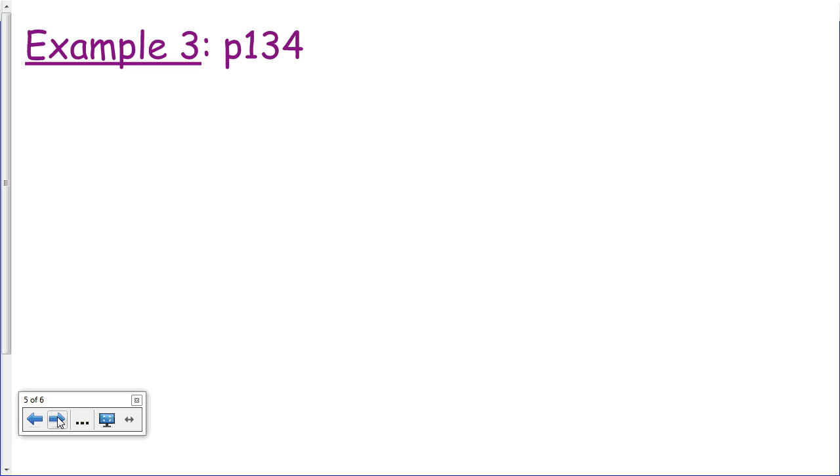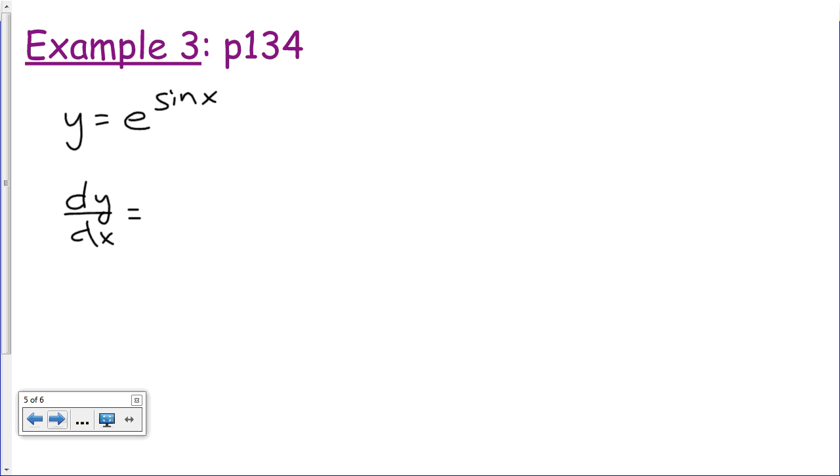Example 3 says if y is equal to e to the sine of x, and they want us to find d squared y dx squared. So they want me to find the second derivative. If you look at this, be careful, because just because we're in the section on product rule doesn't necessarily mean you're going to use product rule here. There is no product. This is a composition. This is e raised to the sine of x. So e is the outside function, sine of x is the inside function.